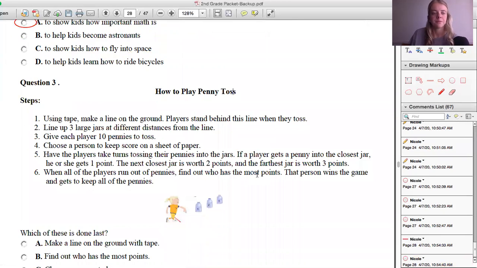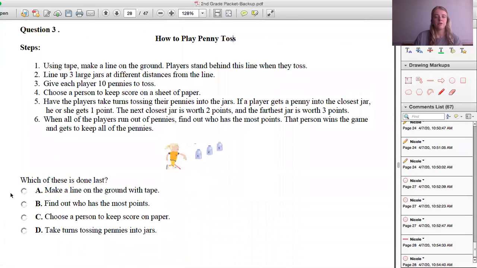A, awesome. Number 3, let's look at what the question is first. Which of these is done last? So when we're looking at our steps 1 through 6, we know that step number 6 is last. So let's read the last step. When all of the players run out of pennies, find out who has the most points.